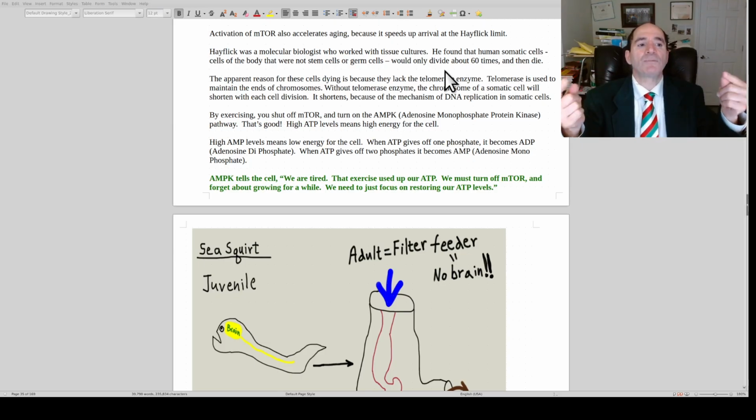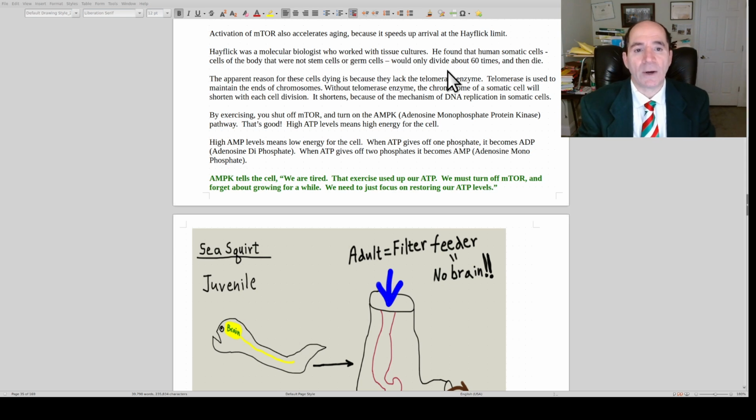If you're accelerating mTOR in these somatic cells, they're going to accelerate the rate at which they reach 60 cell divisions and die. You don't want that. So that's another reason why meat causes accelerated aging. All right, let's see what else. Exercising, you shut off mTOR and turn on the AMPK pathway, and I talked about that. That's what you want.